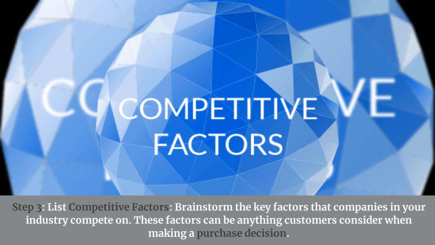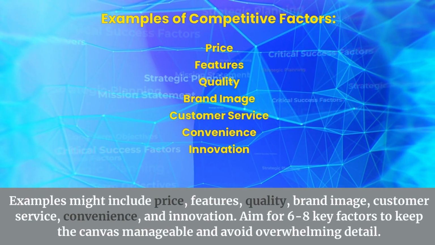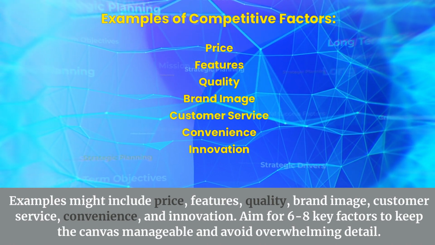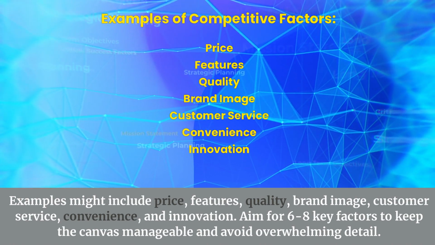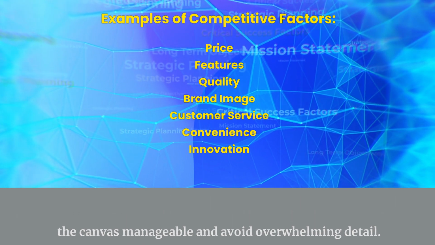Step 3. List competitive factors. Brainstorm the key factors that companies in your industry compete on. These factors can be anything customers consider when making a purchase decision. Examples might include price, features, quality, brand image, customer service, convenience, and innovation. Aim for 6-8 key factors to keep the canvas manageable and avoid overwhelming detail.